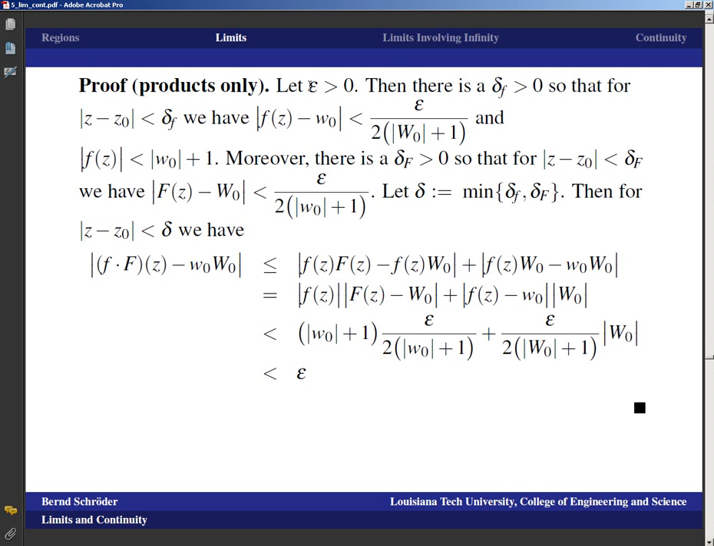Because we have shown that for every epsilon greater than 0, there is a delta which is greater than 0, so that for z minus z0 smaller than delta, we have that the difference between the product of the functions and the product of the limits is smaller than epsilon. Okay, so that proof works out.